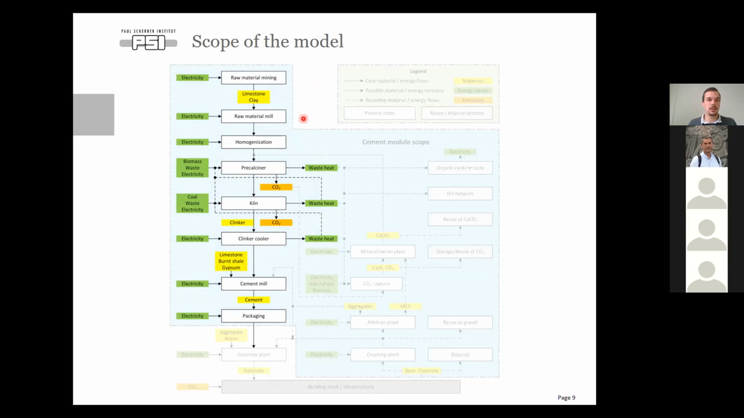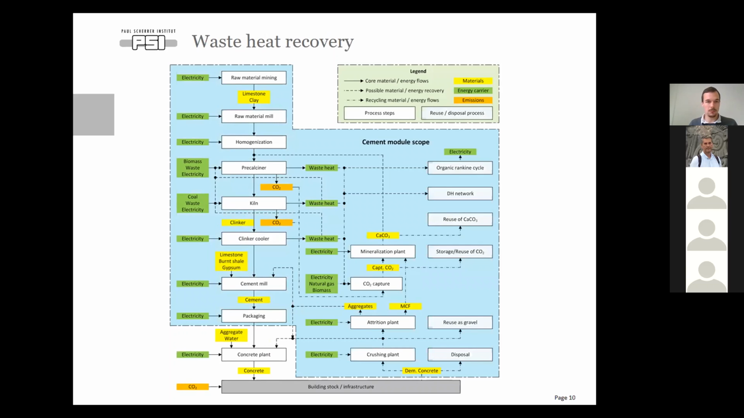with raw material mining, over milling to homogenization, and then we go to the pre-calciner and the kiln. Those two steps are the most energy-intensive processes here, where we consume basically all the process heat that we need. Then we have a clinker cooler, where the clinker, once it is burned, is cooled down. Again, mill, packaging, and then it would go to the concrete plant, which is then out of the scope of our model, and go to the building stock or the infrastructure.